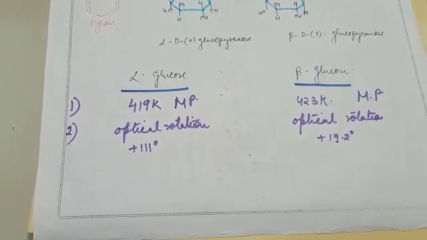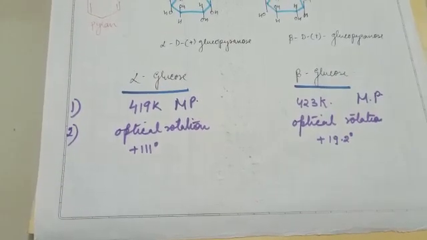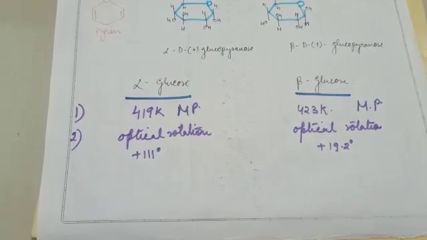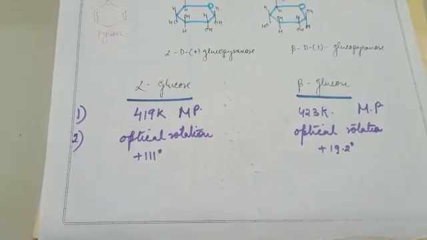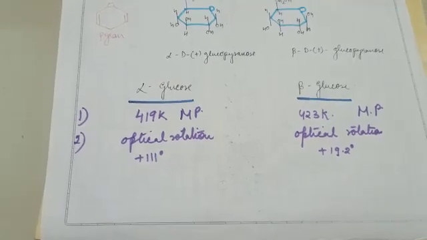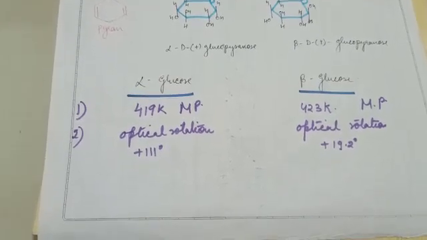So this is all about D and L forms, your cyclic hemiacetal structure, as well as alpha and beta glucose with the definition of anomers. In the next video, we'll study the pyranose structure.